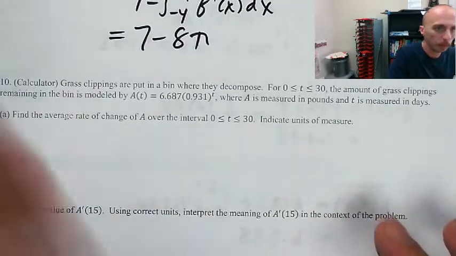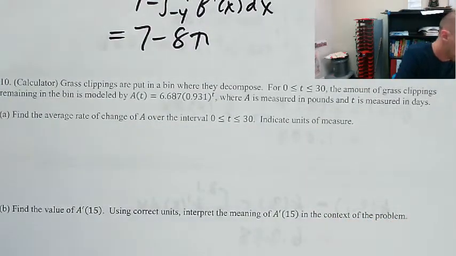Grass clippings are put in a bin where they decompose. Classic AP calculus problem. For t between 0 and 30, the amount of grass clippings remaining in the bin is A of t. A is pounds, t is days. Find the average rate of change of A over 0 to 30.